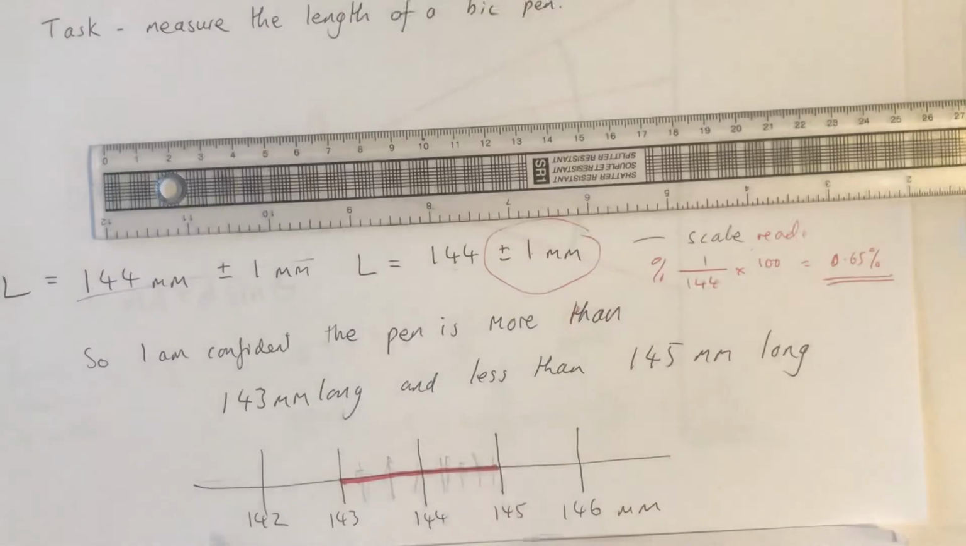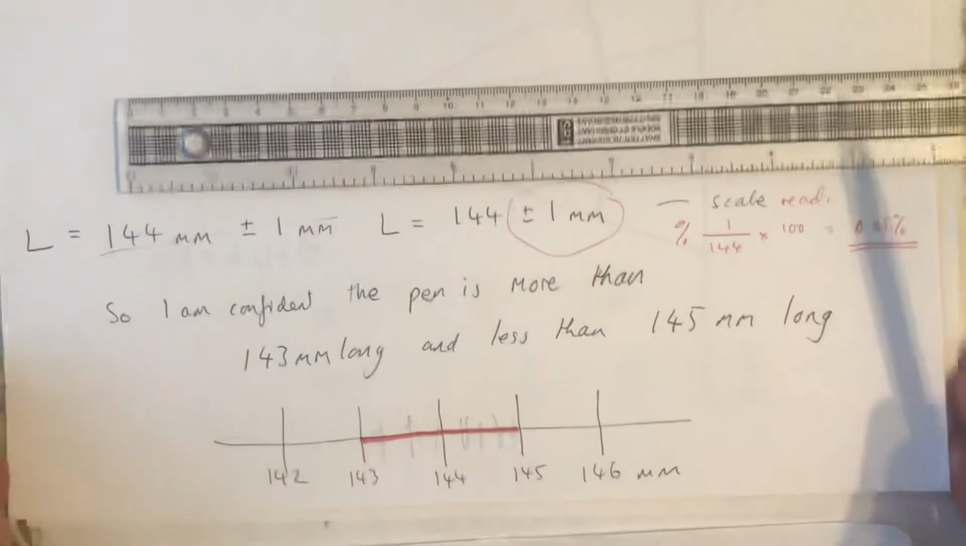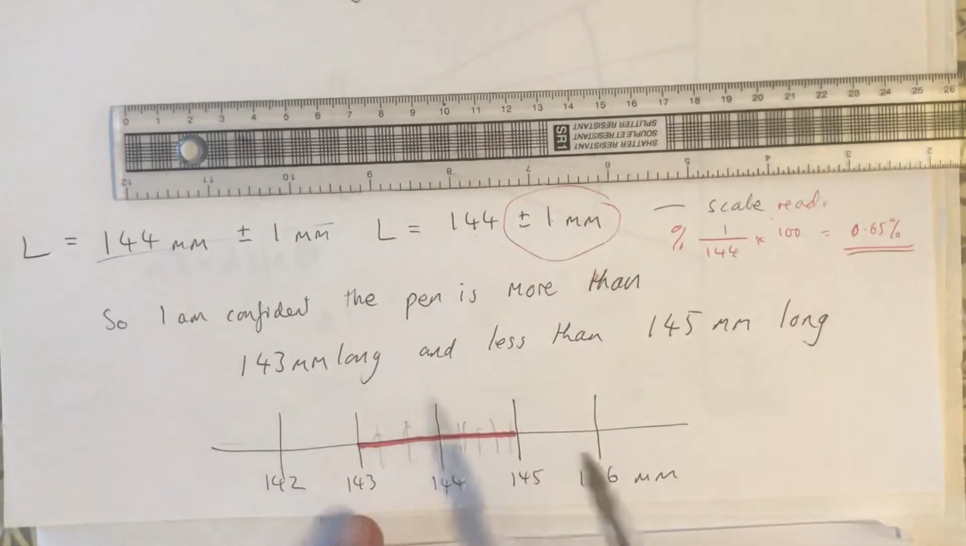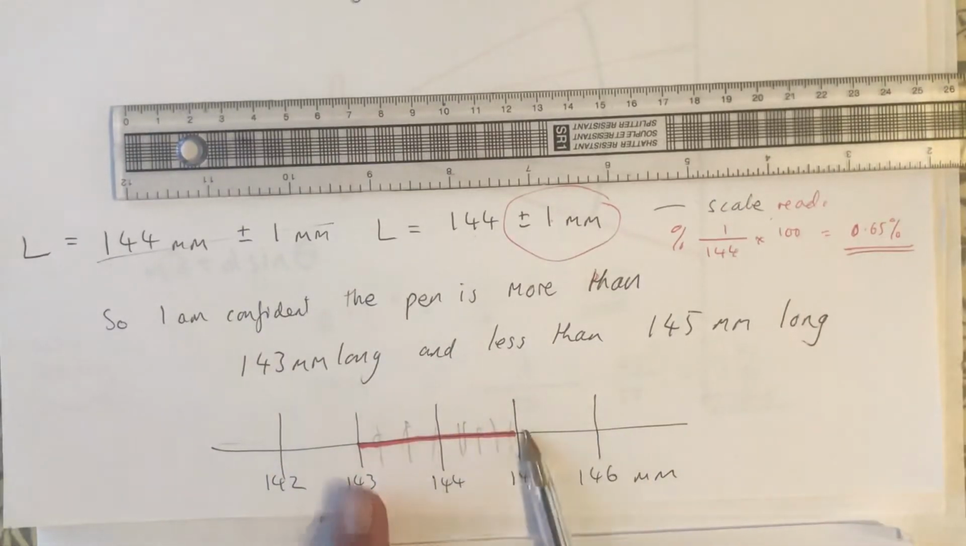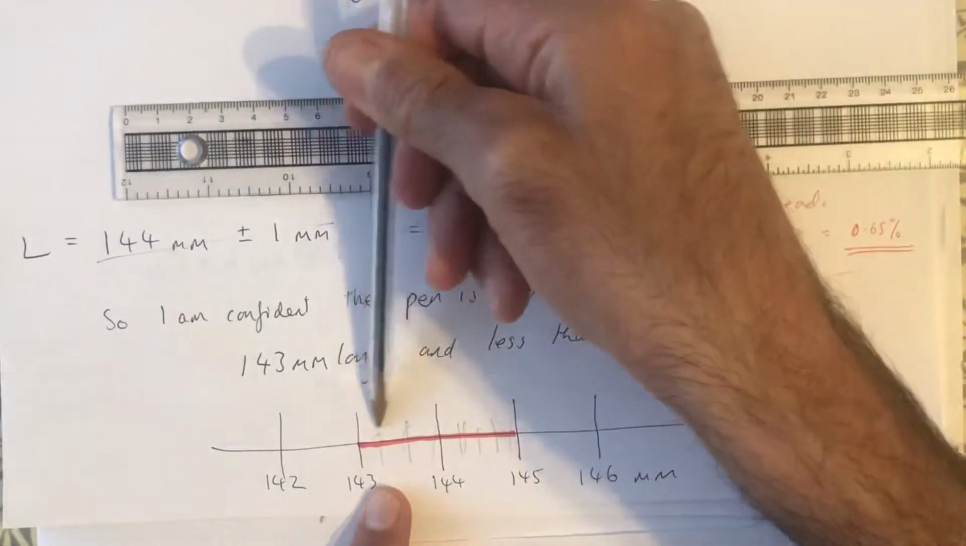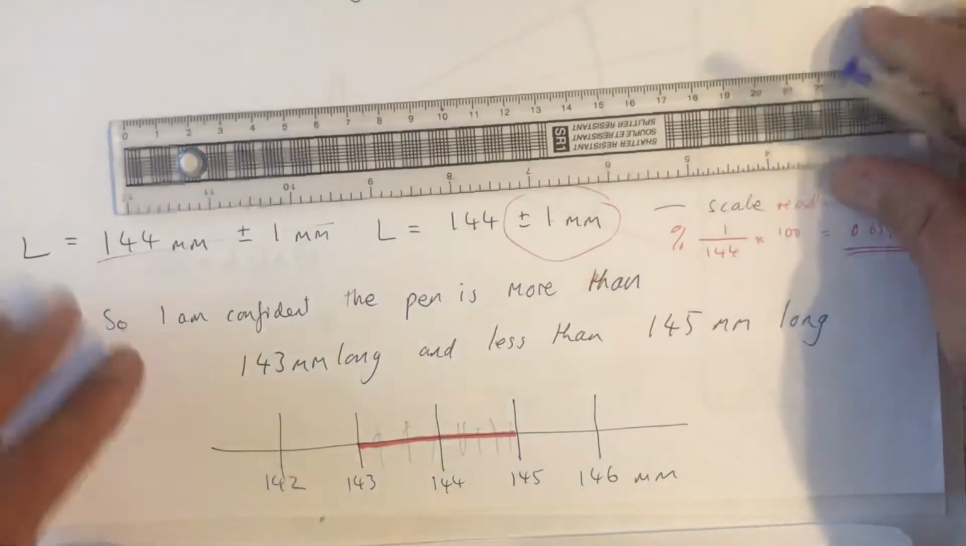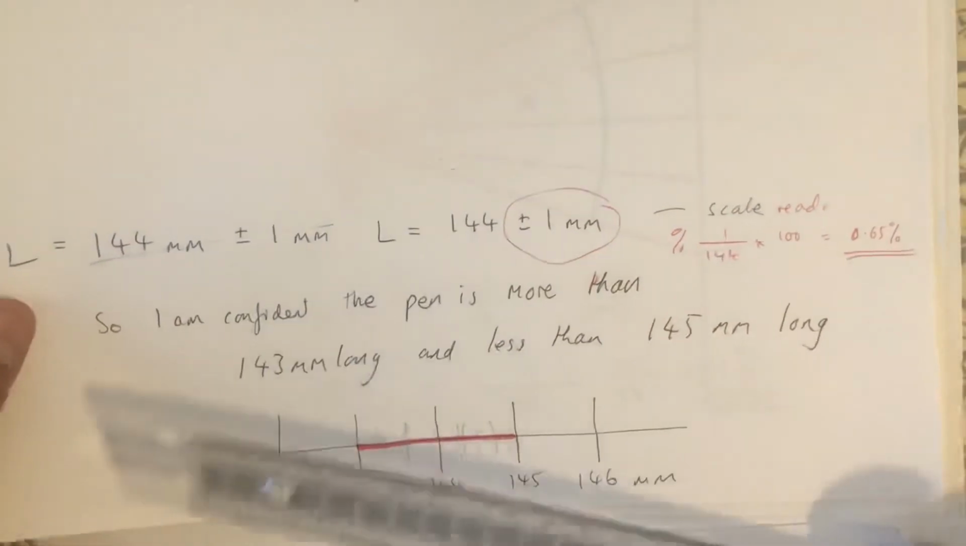And just to illustrate this, I've drawn a number line in millimeters of the length of this, and I'm suggesting to you that every time I measure it, I could get a different value within this range, but I know that the true length of this pen lies within the range 143 millimeters to 145 millimeters, but exactly where it is, I'm not sure. And I've expressed my uncertainty in that way.